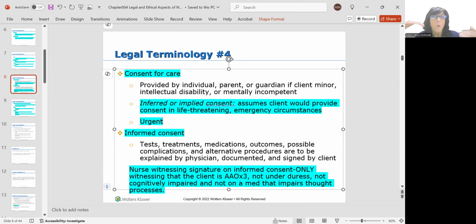So remember, emergency situations, life or death, got to do something now. We have implied consent. We don't need signed consent from anyone. We're going to save your life. Urgent means that the need has to be within 24 to 72 hours, and we do need consent.